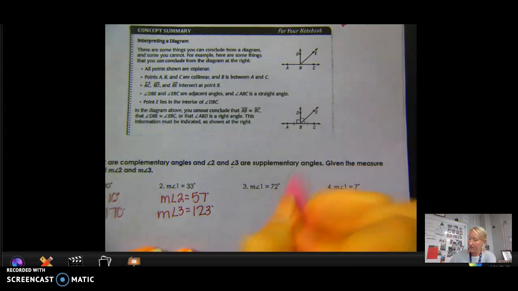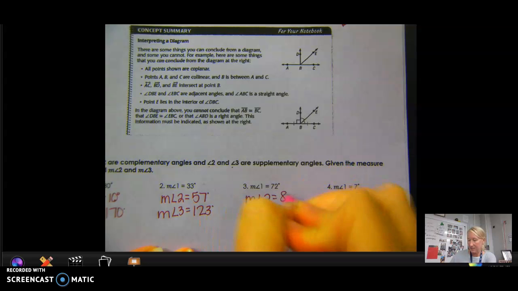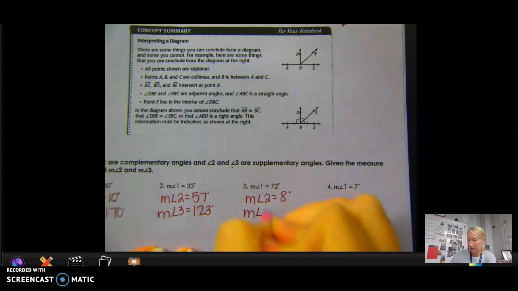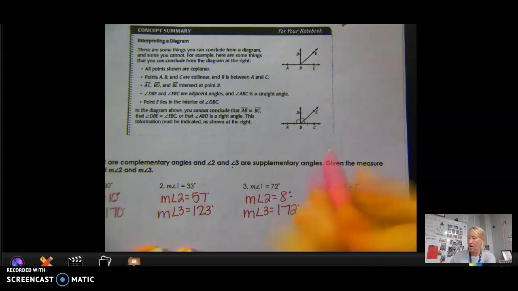Number 3, the measurement of angle 1 is 72. Therefore, the measurement of angle 2 would be 18. My mistake. I'm glad that I found that, though. So that adds to 90. That would make this 162, right? Adds to 180.